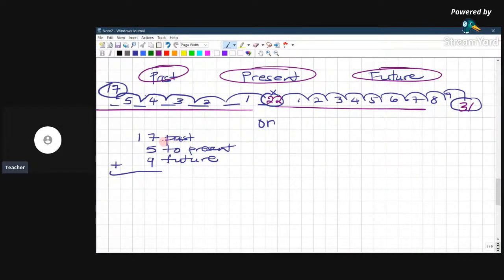However, we could also set it out like this and say 17 years ago, no, hold on. Not 17 years ago. He was 17 5 years ago. So we need to add that to the 17 to get to the present time. And then 9 years into the future, how old will he be?